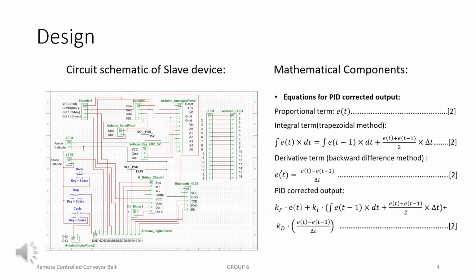The diagram on the left represents a circuit schematic of the conveyor belt system with its respective components. The figure on the right represents mathematical components used in the system design.